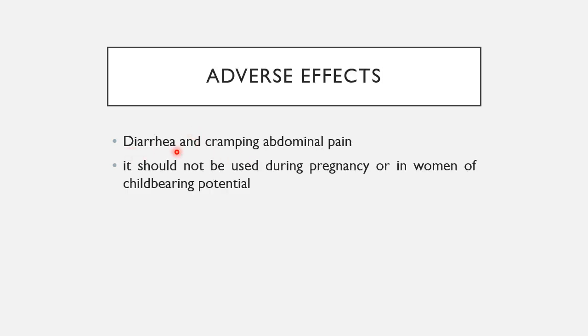It can produce diarrhea and cramping abdominal pain, and it should not be used during pregnancy or in women of childbearing potential because it stimulates uterine contractions. So if a person in childbearing age has to be given this drug, we first have to get her pregnancy test done, and if it's negative and the patient is using some contraception, then only we will prescribe this drug to that patient.